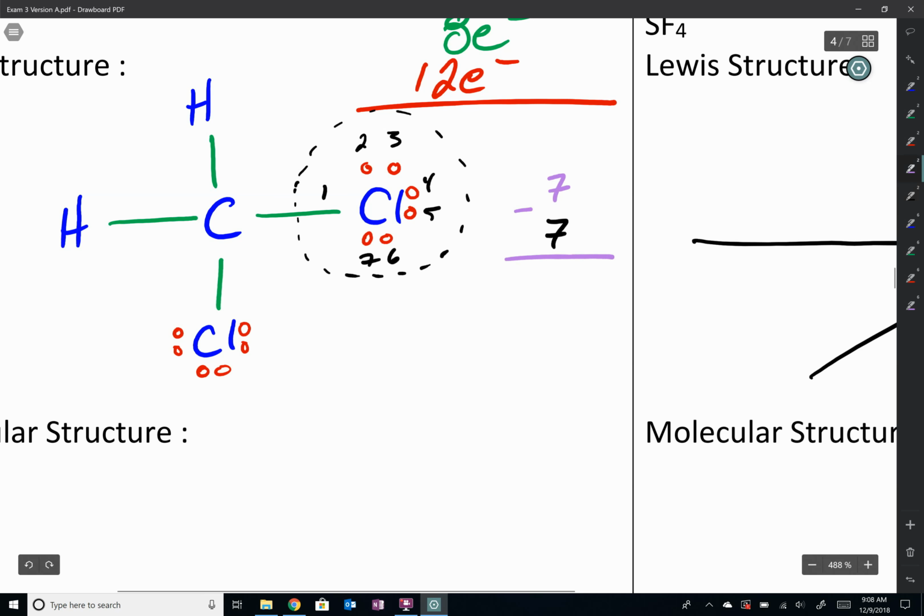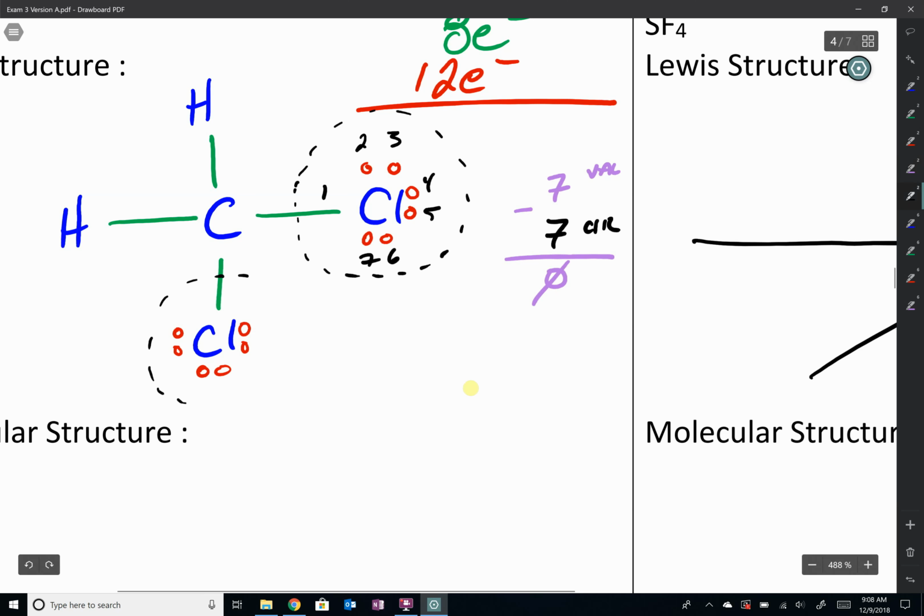And chlorine comes in with 7 valence electrons. So valence minus circle electrons is going to get you your formal charge. We'll do it in purple here. So we've got a formal charge of 0 for that chlorine.